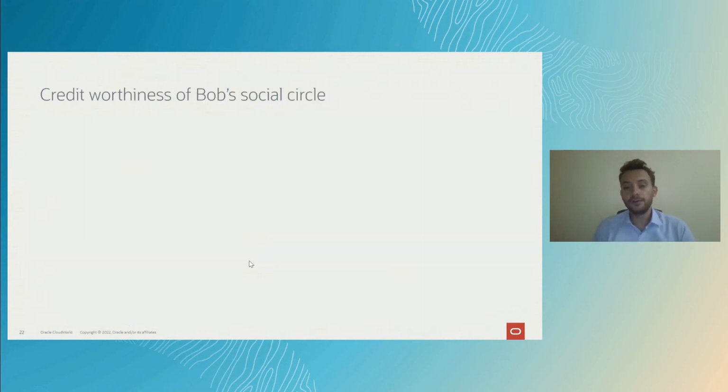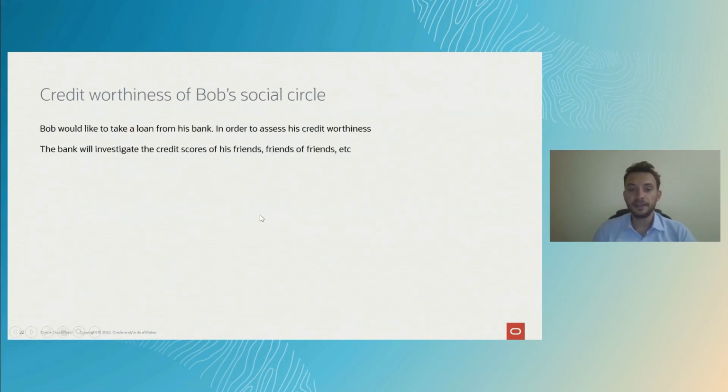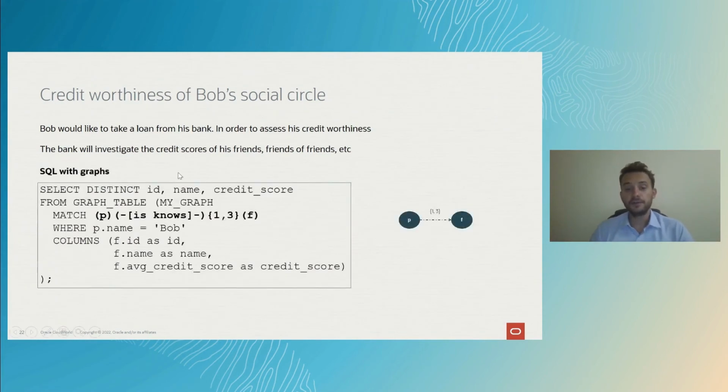Okay, so now that we have created the graph, let's see how we can answer the queries that we have introduced at the beginning. So first of all, we would like to understand whether the friends and friends of friends and friends of friends of friends of Bob are credit worthy. For this, one can now write this SQL with graphs, where the main thing to notice is the match pattern, right?